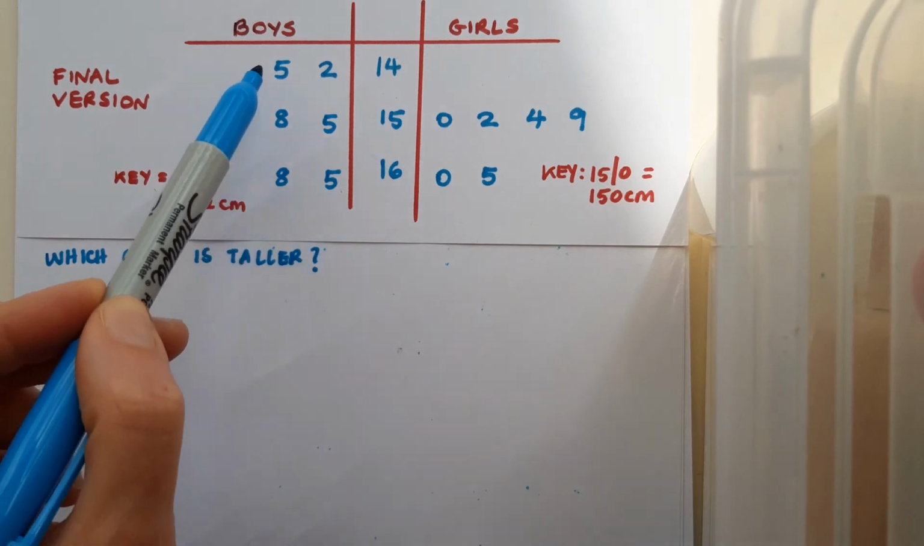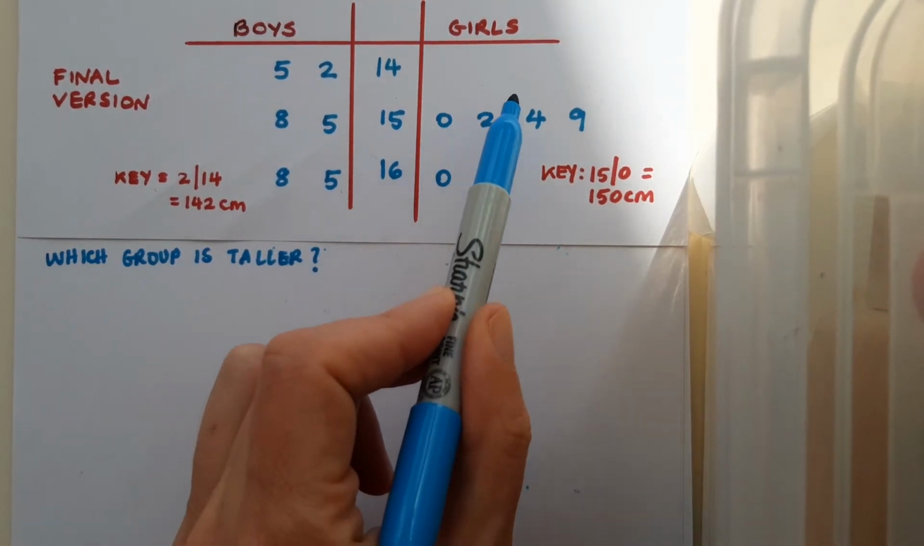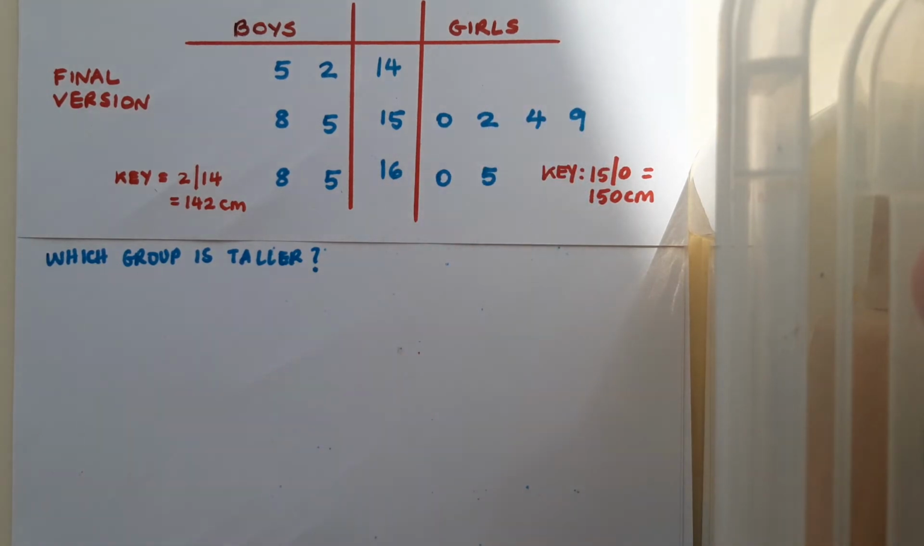Okay, so in the boys' data, none of these values is very far away from the rest. And the girls' data is also quite closely grouped. So mean is a sensible choice in this case for my average.